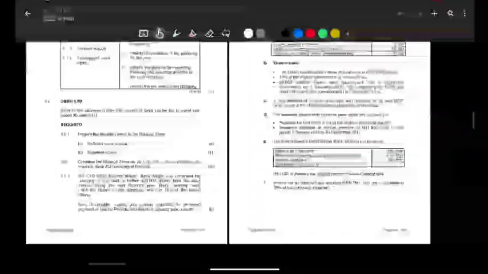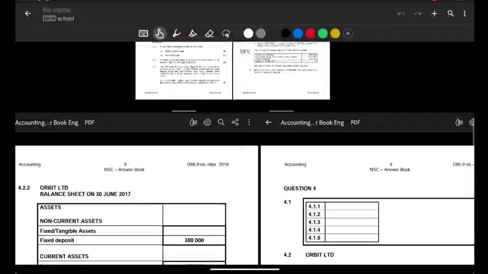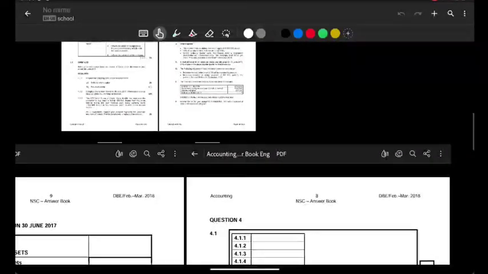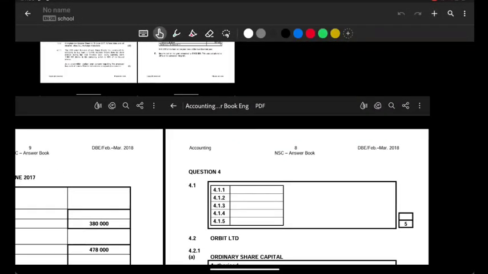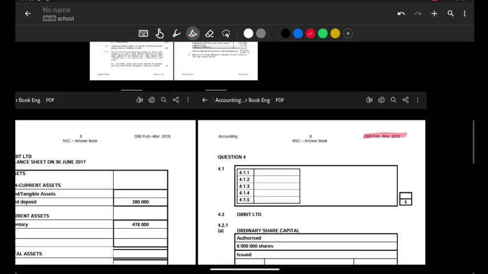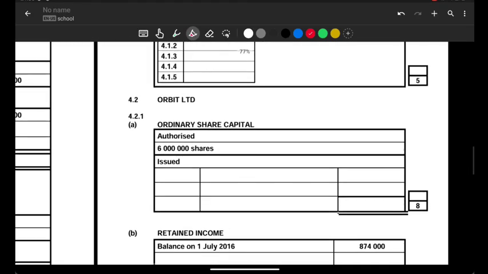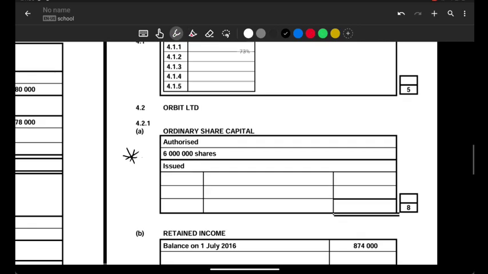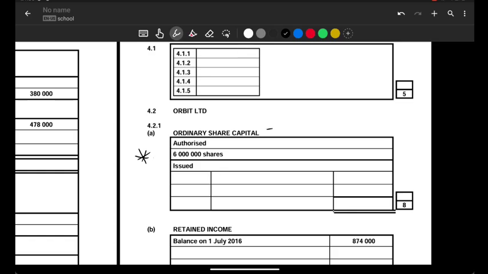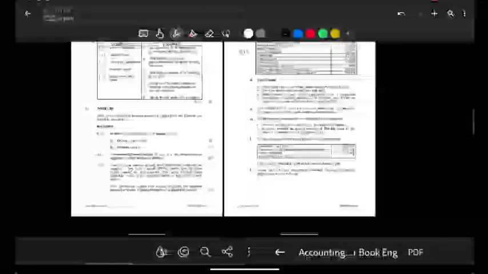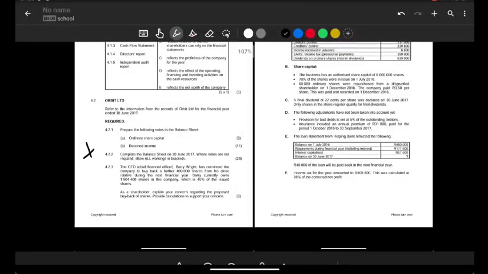Okay, so we're going to look at answering ordinary share capital. For those who are looking for this question paper, it is your February-March 2018 grade 12 question paper, Department of Education, that is Gauteng. So we're going to be looking at answering ordinary share capital, this right here. And then remember, ordinary share capital is just the shares that we have given to people outside, right? So we have our information here that is telling us what we need to do.